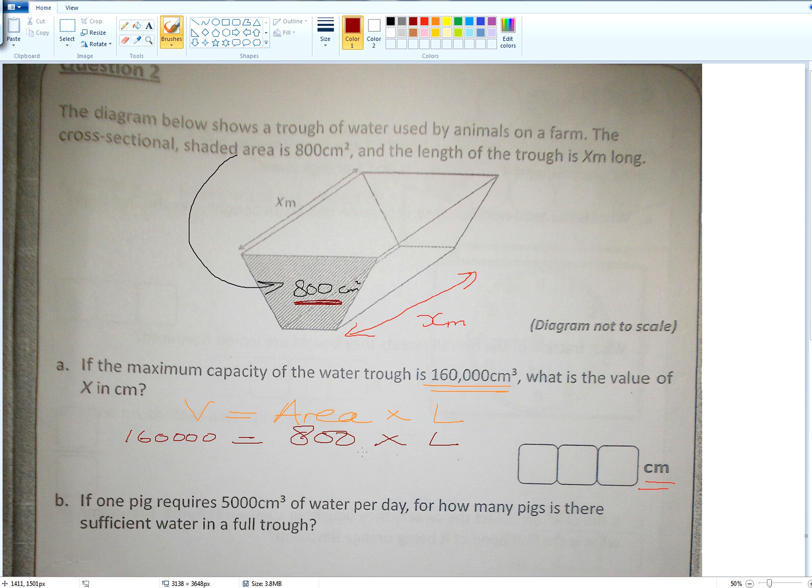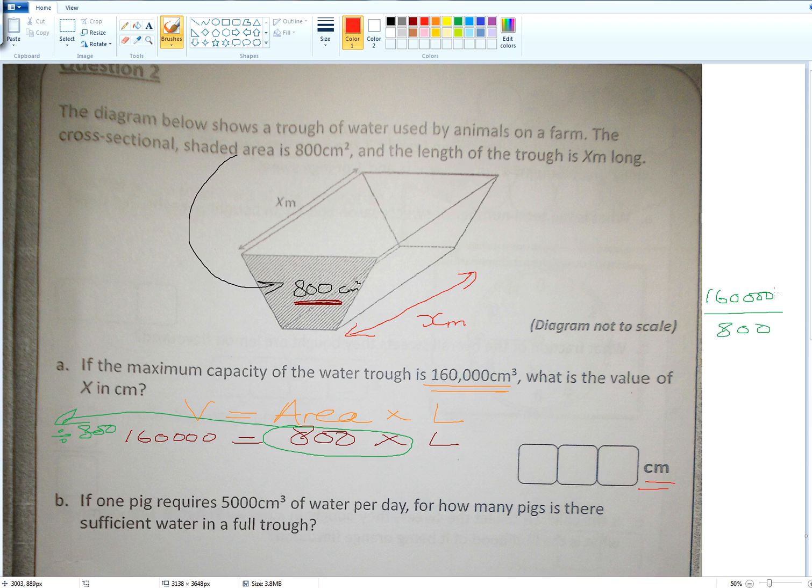Now we need to work out the L value. So 800 times something is 160,000. Now the opposite of multiplying by 800 is? Dividing. So we have to solve this equation here. So the opposite of times by 800 is? So we have here, let's do it on the side over here, 160,000 divided by 800.